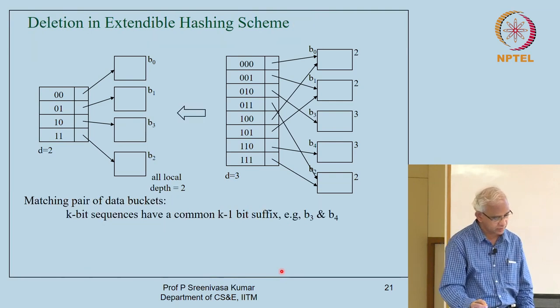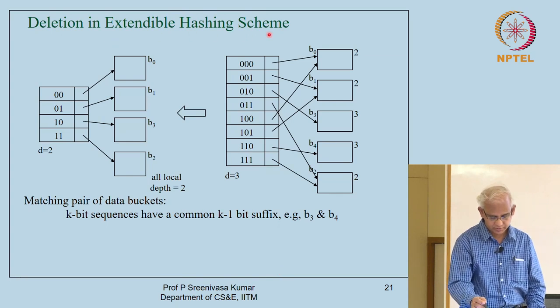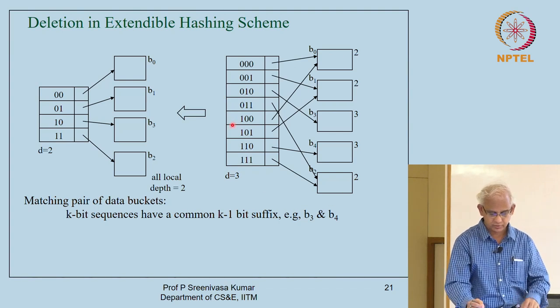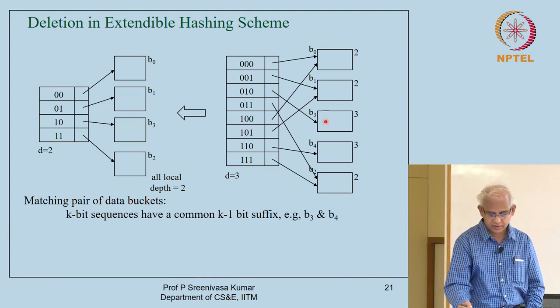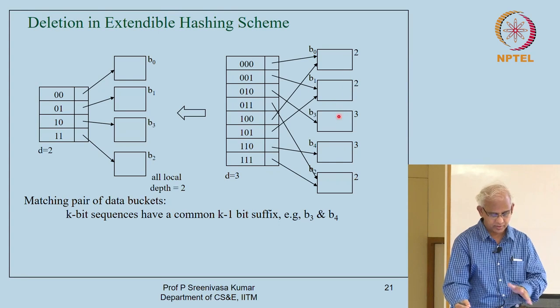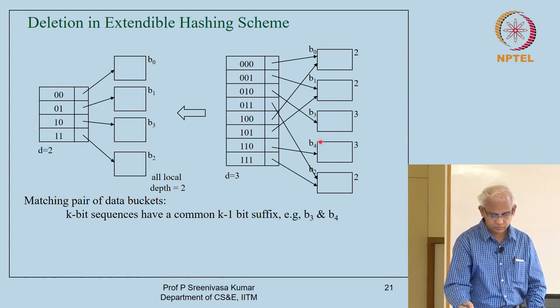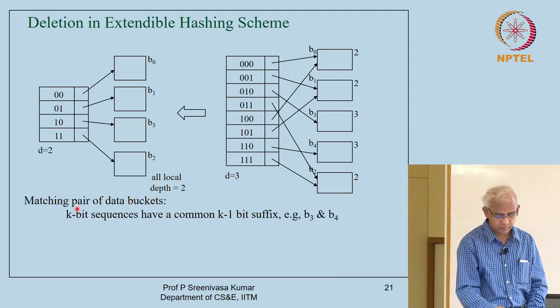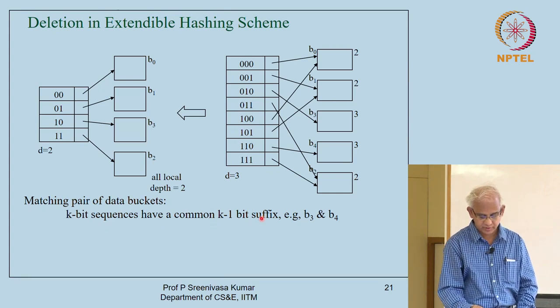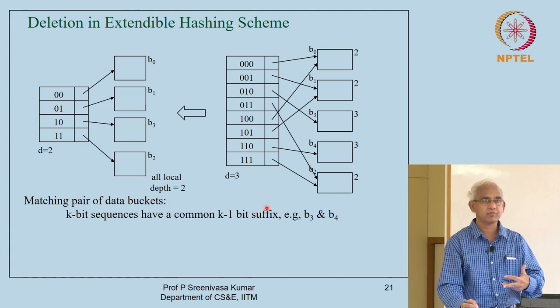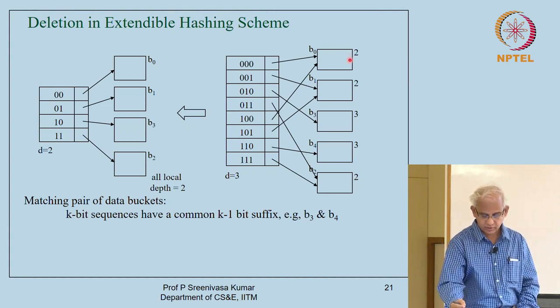Now, let's look at deletion. For deletion in extendable hashing, let us look at the current scenario. Let us say some records have been deleted. Now, you can observe that there are what are called matching pairs of data buckets here. If the k bit sequences have a common k minus 1 bit suffix, then those are the matching buckets. For example, B3 and B4 are the matching buckets in this case.